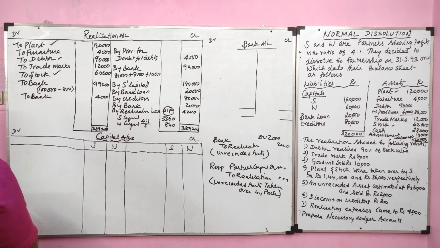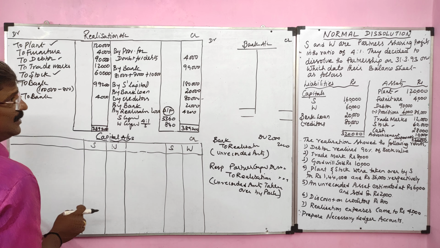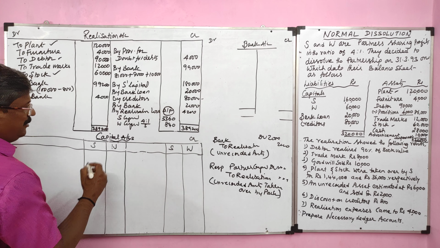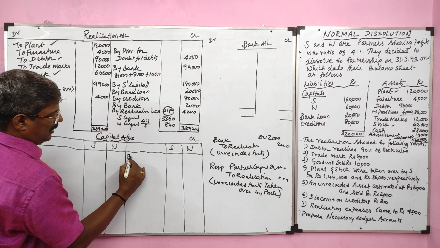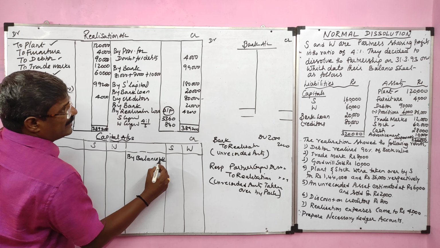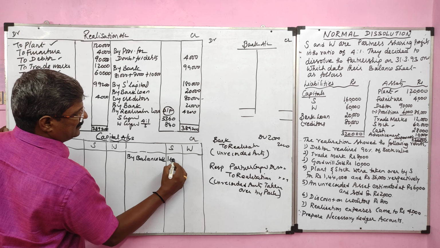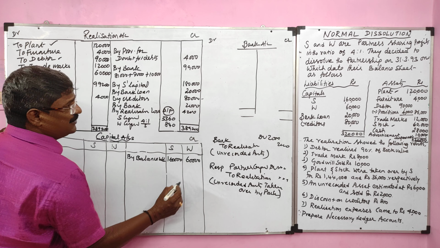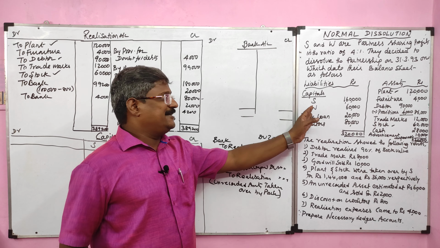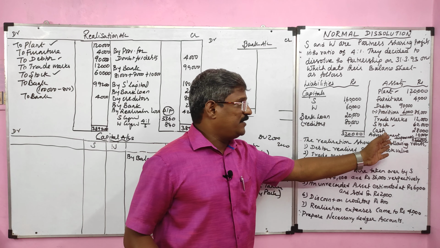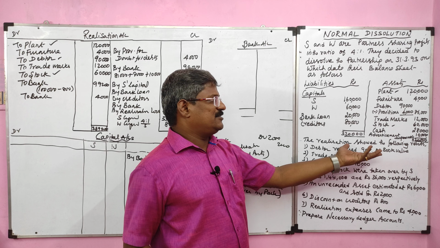Now we are going to prepare the capital account. For that, first we will take the capital account of existing partners. It will be recorded in the credit side of capital account as by balance b/d. By balance b/d, S capital 1,60,000, W capital 60,000. Then in this problem, in the liability side, general reserve and profit and loss account are not given. Then go to the asset side and search for profit and loss account. Profit and loss account is not given.